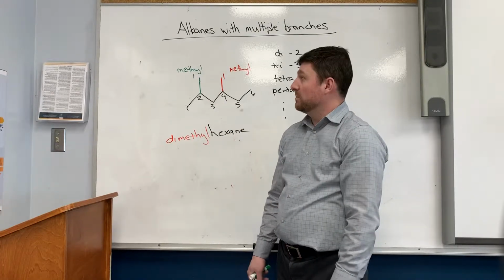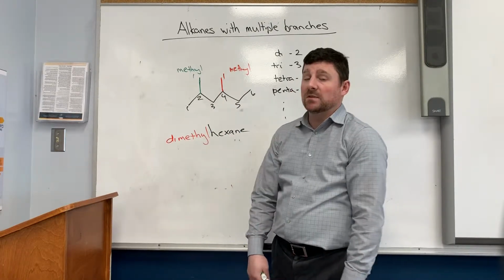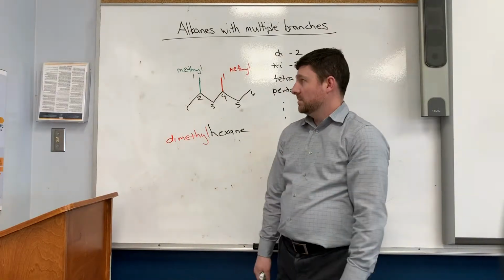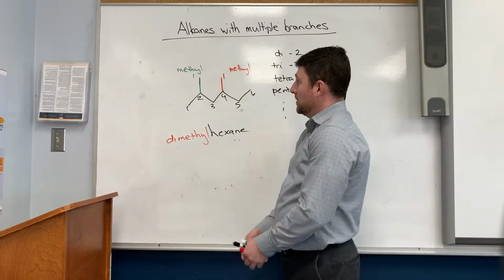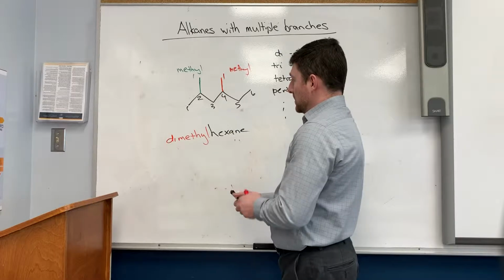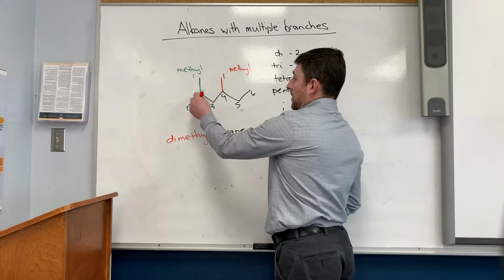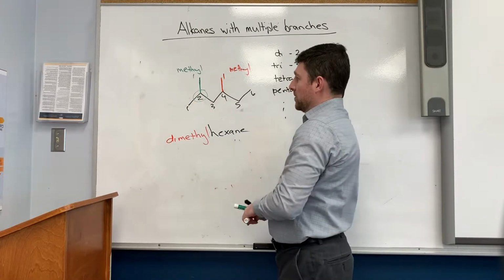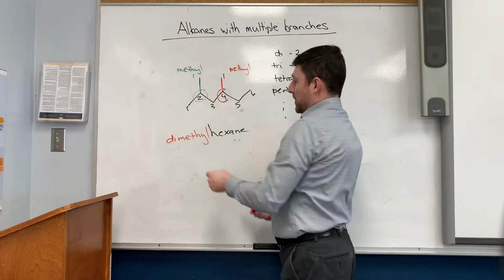And of course, those 2 methyl groups may or may not occur on the 2 and 4 carbon. We could move those methyls to other positions. So we have to say where the 2 methyl groups are. So we'll write in their locations. The green methyl group is on carbon 2, and the red methyl group is on carbon 4.